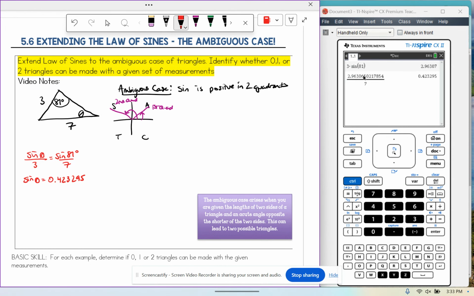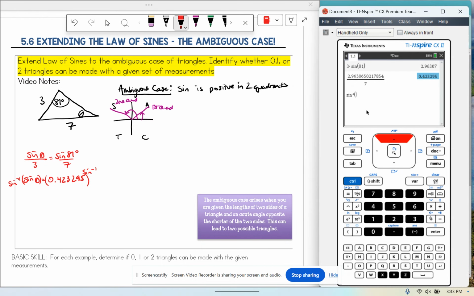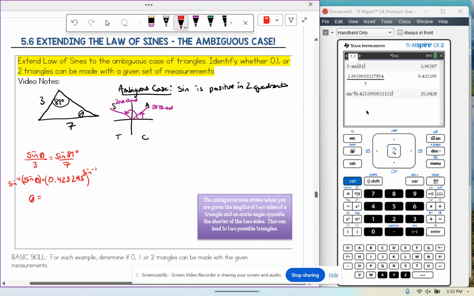So there are 2 angles that yield this trig ratio. There's an angle in the first quadrant and an angle in the second quadrant that give me this trig ratio of 0.423295. So what I'm going to want to do here is inverse sine both sides to figure out what that magic angle in fact is. And it is 25 degrees. So theta is 25 degrees.